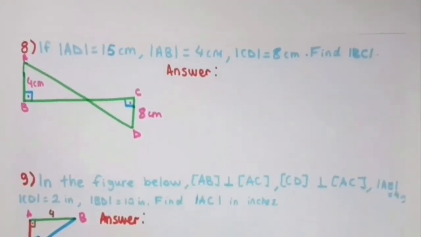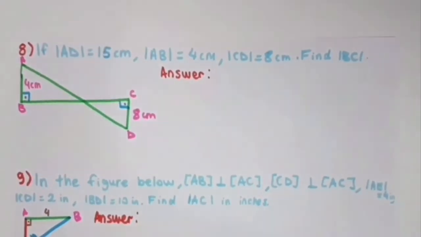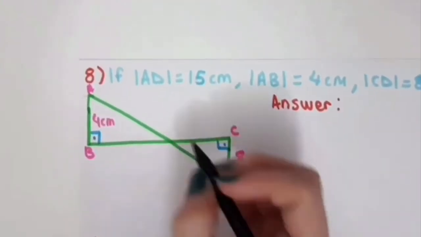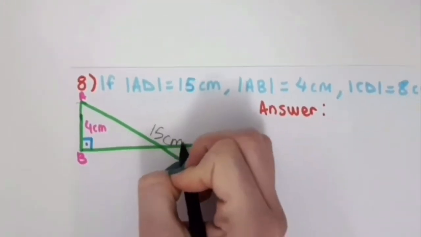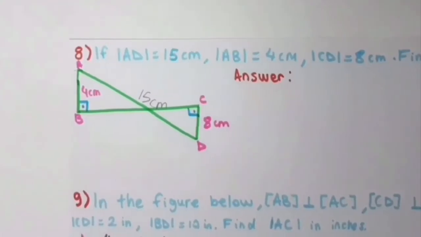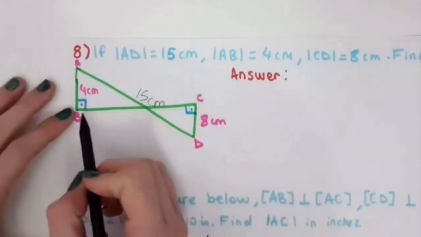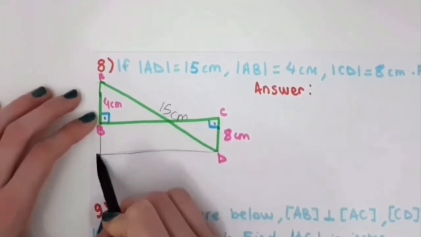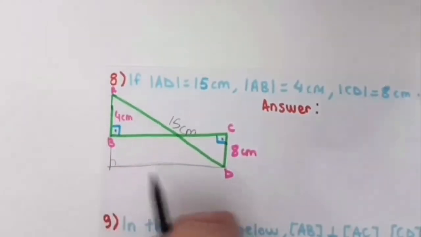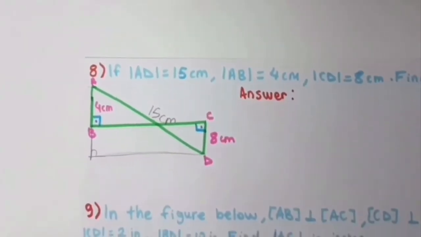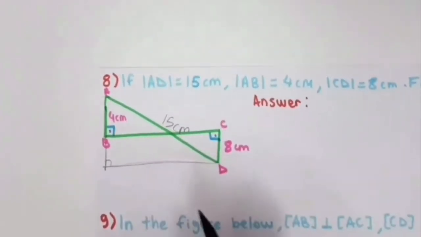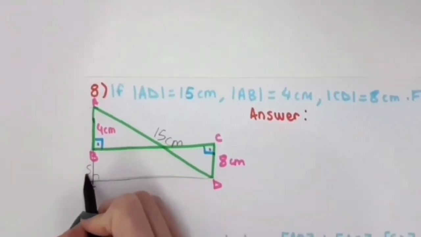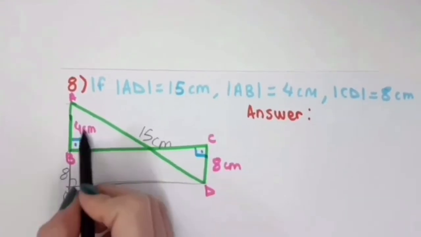AD is 15 centimeters, AB is 4 centimeters, and CD is 8 centimeters. Find BC. It is given that AD is 15 centimeters. When we draw lines, a rectangle is formed. As you can see, when we draw a line like this, a rectangle is formed. We drew it to find AE. Let's call this part E. So we know that this part is equal to 8 as well, and also this part is 4.